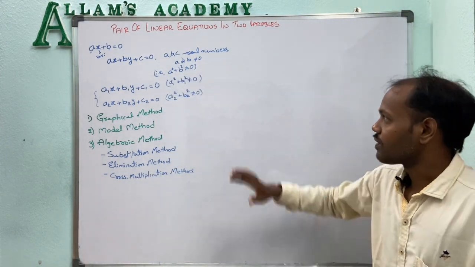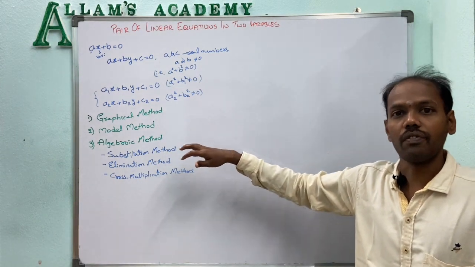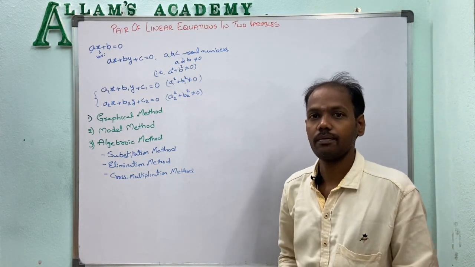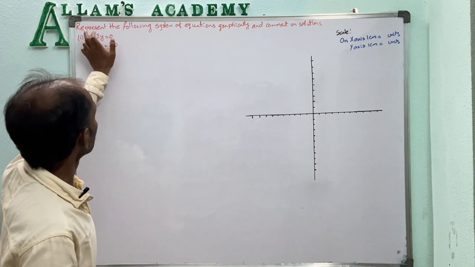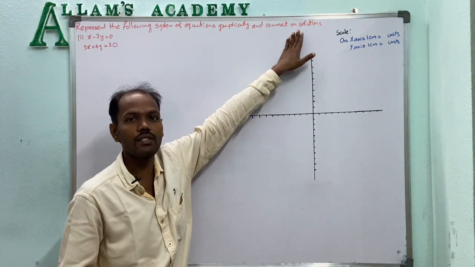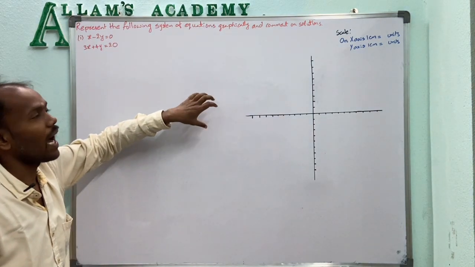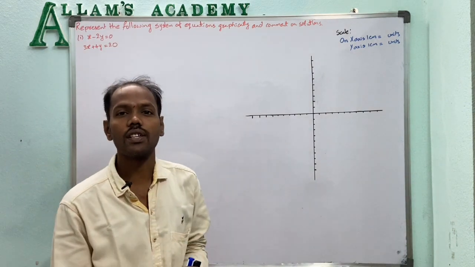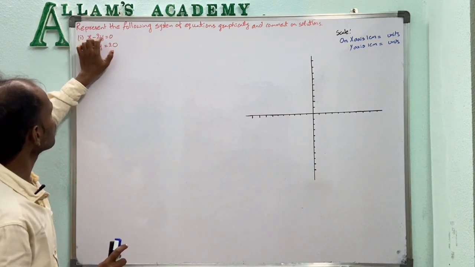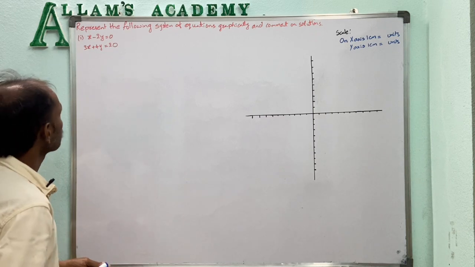Okay, that is our new chapter. Now we solve some pairs of linear equations using the graphical method. Here the problem is: represent the following system of equations graphically and comment on the solutions. So we have to solve the given problems graphically and comment on the solutions. The first problem is x minus 2y equal to 0 and 3x plus 4y equal to 20. So first we solve the first equation.